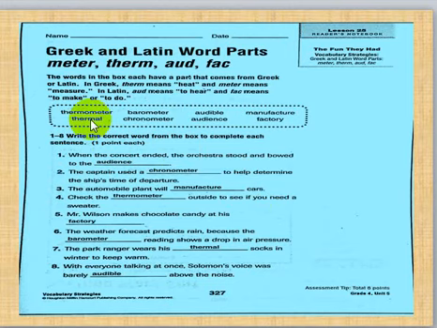Thermal, connected to heat. Device connected to heat. For example, the park ranger wears his thermal socks in winter to keep warm. Thermal socks, heat. Socks, very heavy socks. Thermal one. I told you thermal, connected to heat.